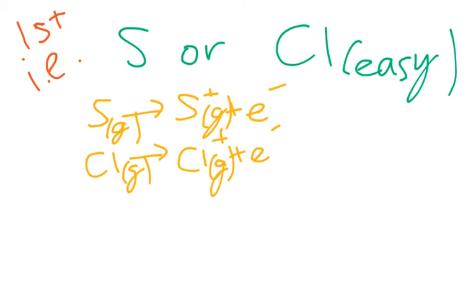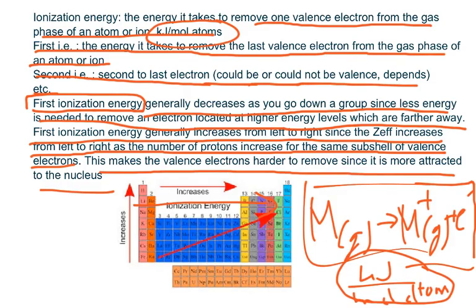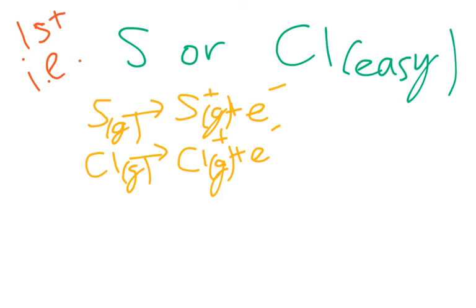We have to do this question, and I labeled it as easy because it is going to be easy compared to the other two that I'm going to do soon. So this question is comparing sulfur and chlorine, and it's asking which one has the higher first ionization energy. So sulfur is going to be that, and chlorine is going to be that. And I'll just draw it here. Sulfur is this, and chlorine is this.